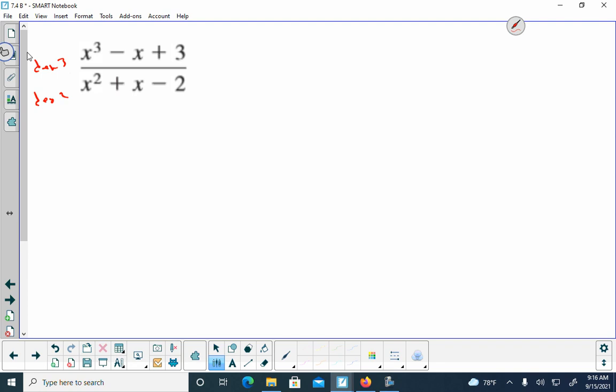So when I do this, the x to the third goes in the box. So I'm going to have x to the third. I'm going to put in a 0 x squared to hold my place, minus x plus 3. And then outside, my divisor is going to be x squared plus x minus 2.